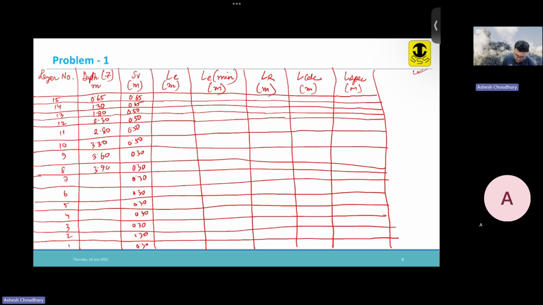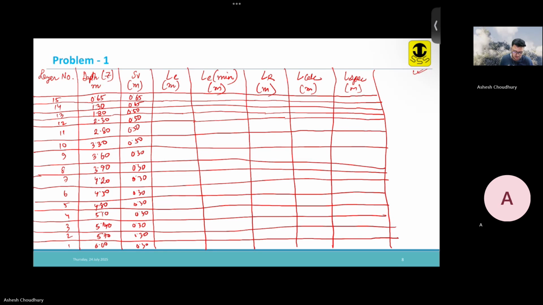Then 3.60, 3.90, 4.20, 4.50, 4.80, 5.10, 5.40, 5.70, 6.00. So we got all this right.